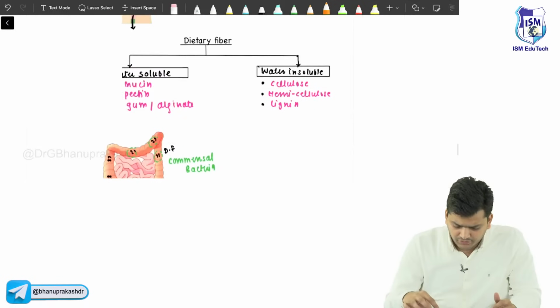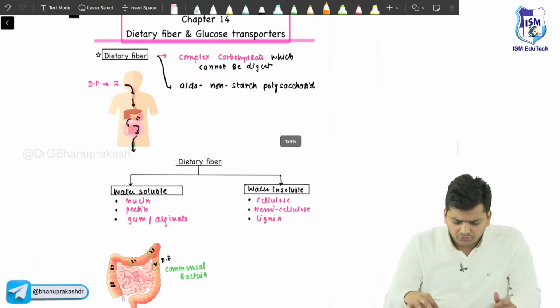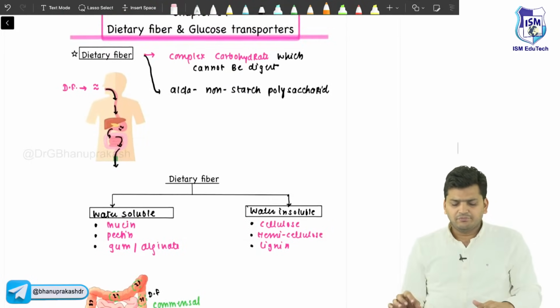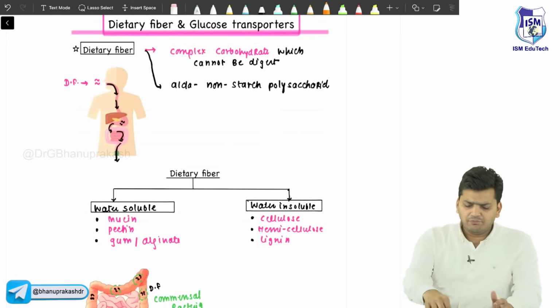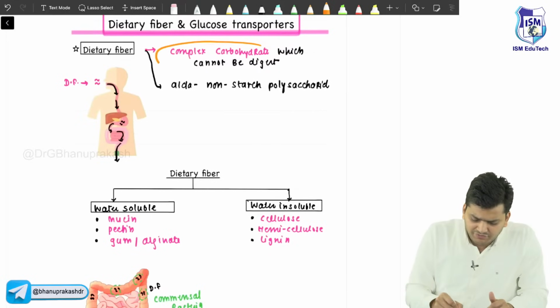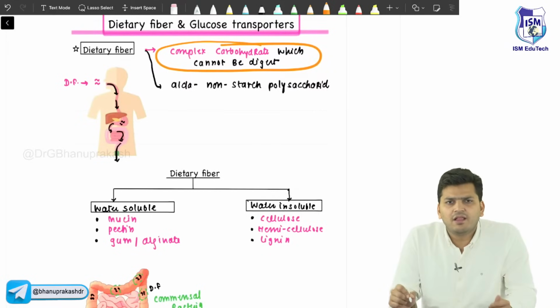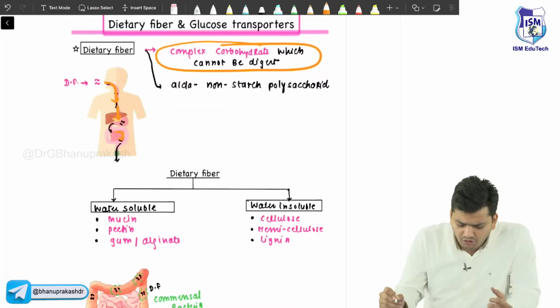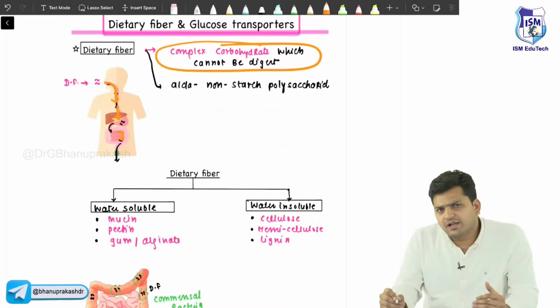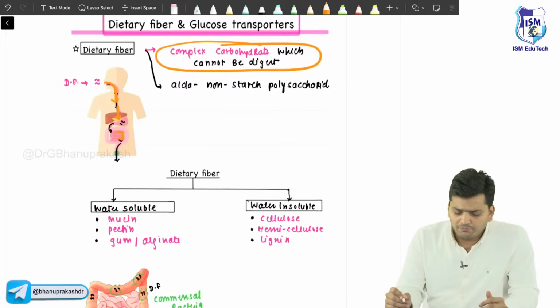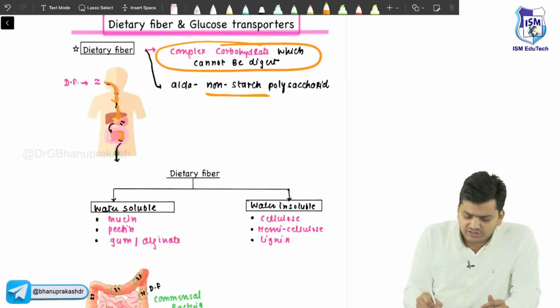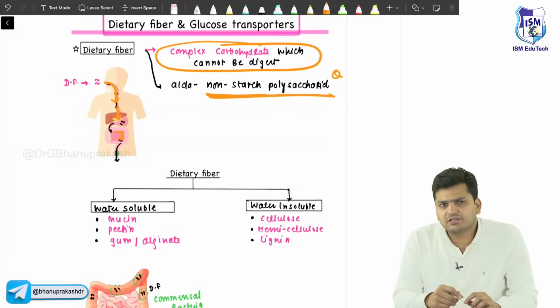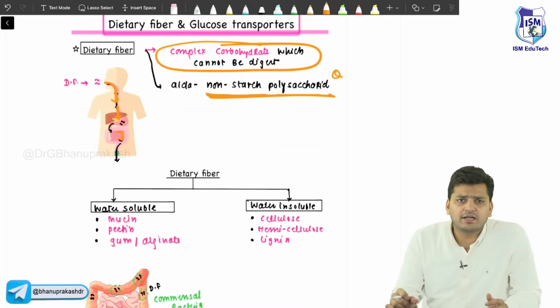Let's move on. Coming to the next chapter, that is dietary fiber. Dietary fibers are the complex carbohydrates which cannot be digested by humans. If you eat fibers, these fibers will go through and cannot be metabolized. They will come out as they are in the stool. These are also called non-starch polysaccharides. Remember this name, important.